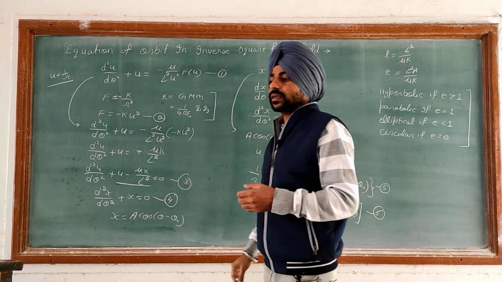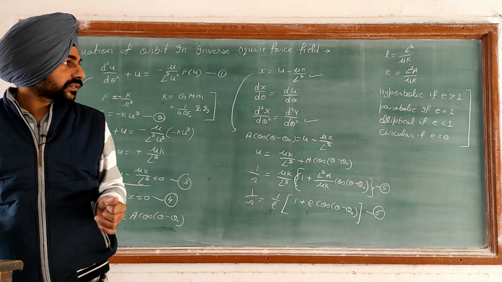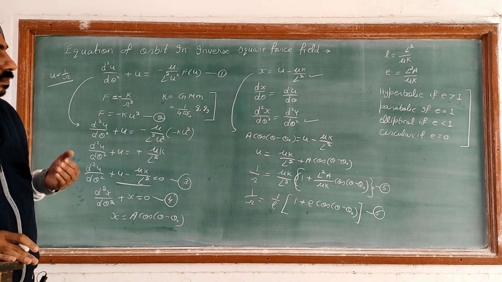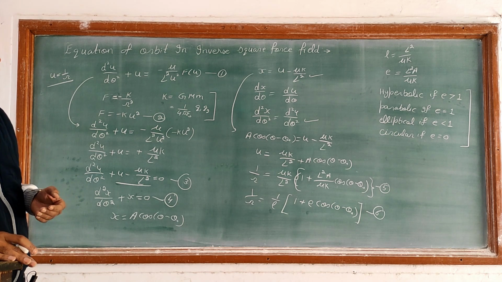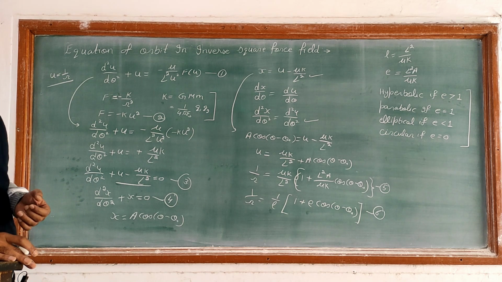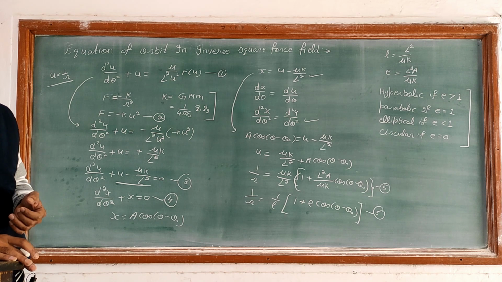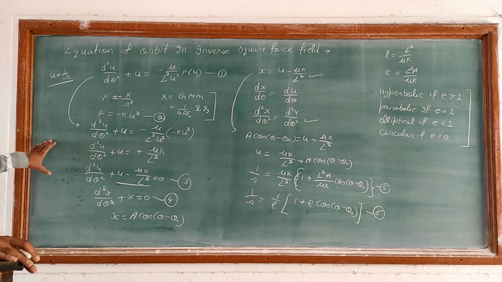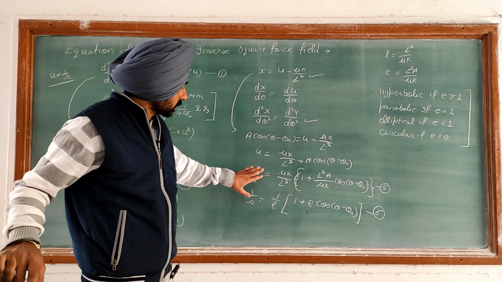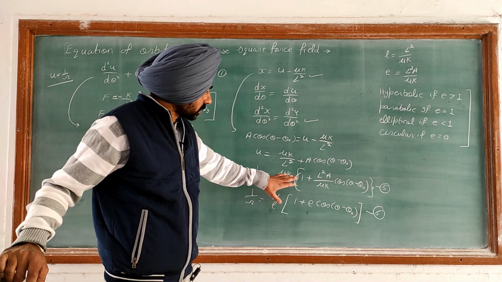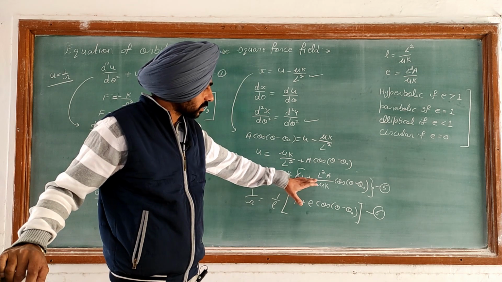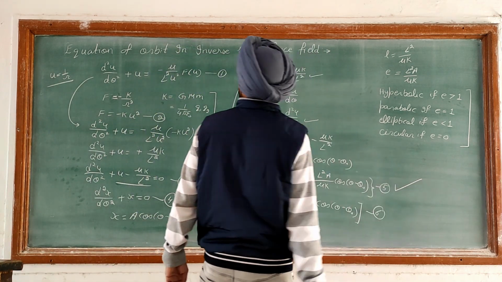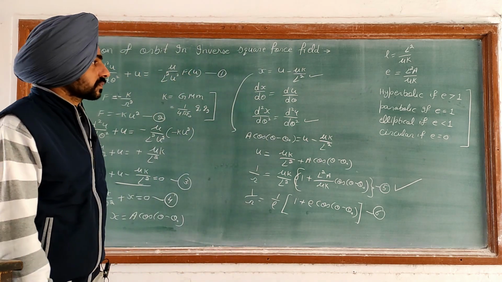Otherwise, you can learn in your mathematics classes how to find out the nature of the path or trajectory with the help of eccentricity in solid geometry. So this is all about the equation of orbit. Finally we have found 1 upon r equal to mu k upon L square, 1 plus L square A upon mu k cos(theta minus theta naught). Now this expression is the equation of orbit in an inverse square force field.